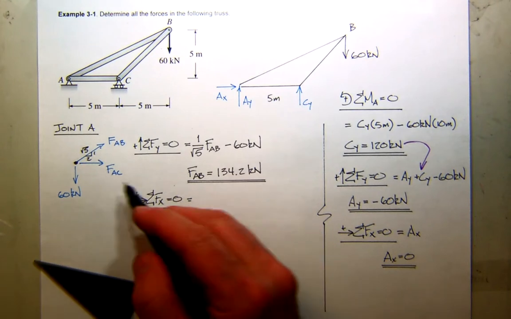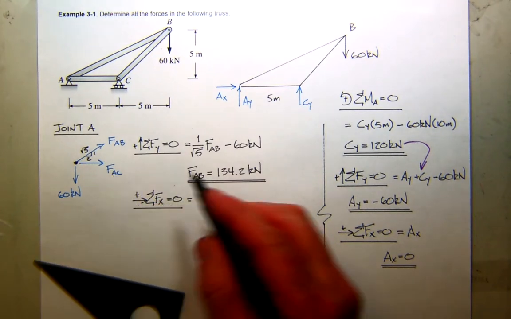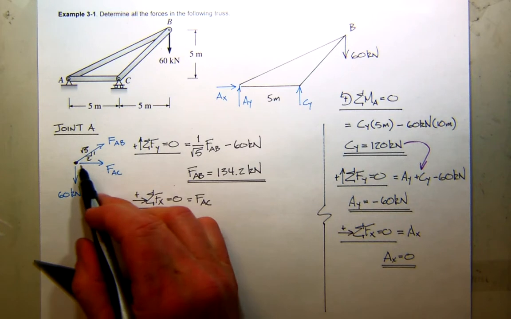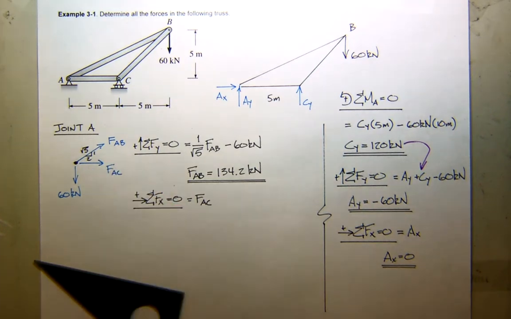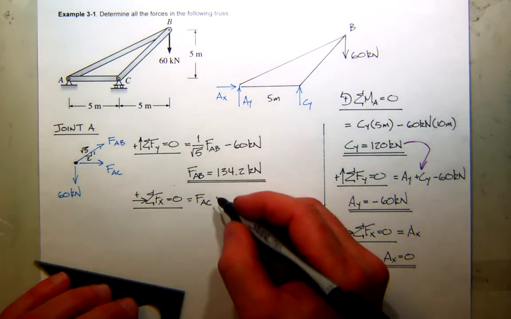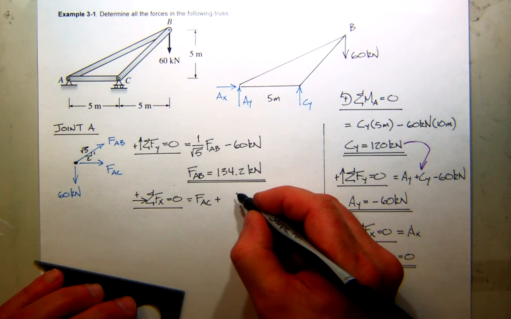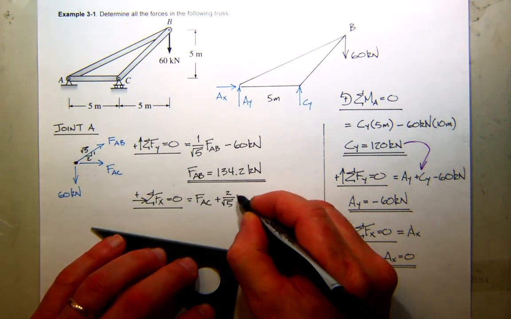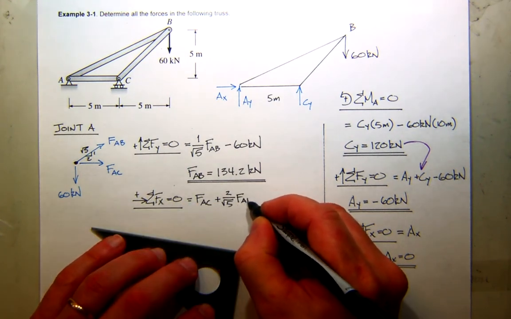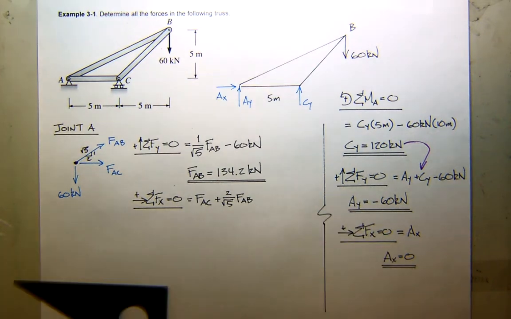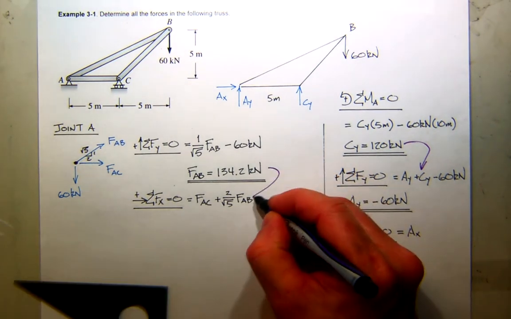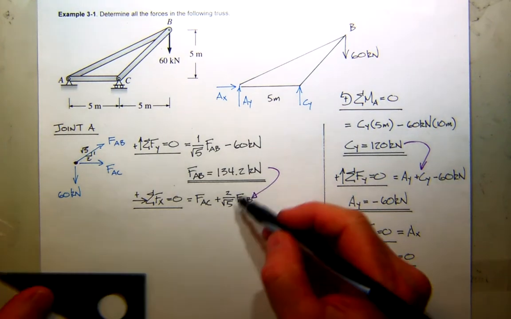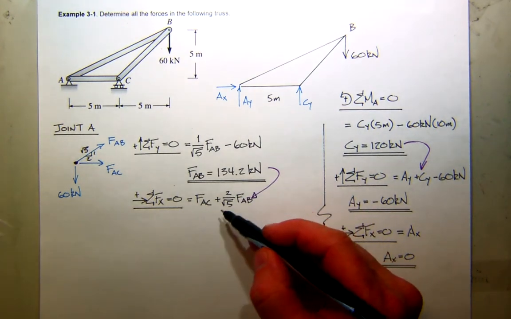So looking at the x direction, what do I have? I have my force AC, which is positive, to the right. And I have the x component of AB, which I just solved for. It's also to the right, so it's positive. And the x component would be 2 over the square root of 5 times force AB. Now remember, I already know AB, so I can just plug it right in there. So I'm plugging in a positive value, so this term is positive.